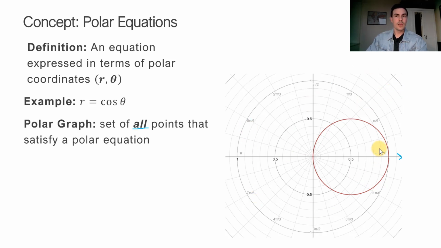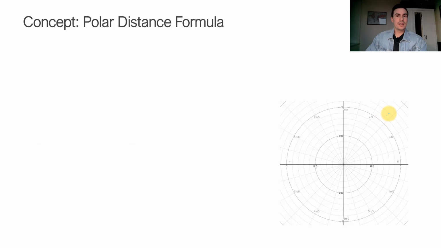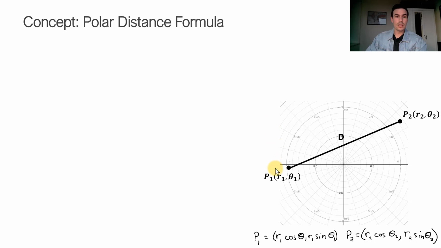Now let's take a look at one last thing I want to show you guys. That is our polar distance formula. If I have two points here, point P1 and P2, and we want to find the distance between them. Now P1 and P2 have polar coordinates, but I want to think of these as Cartesian coordinates just for a little bit. So I'm going to say P1 instead of r1, theta 1.